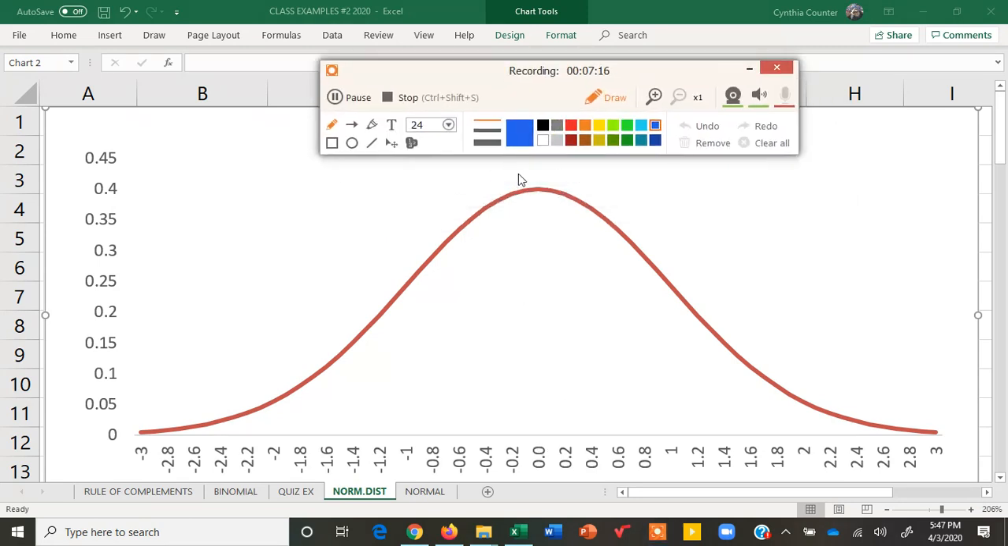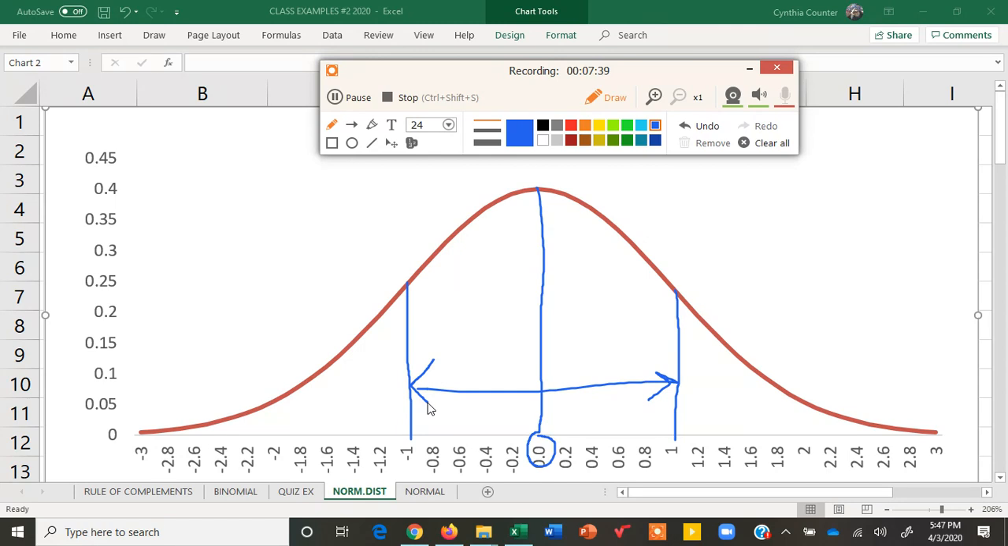All right, so here is our mean, right here at 0, z-score 0. One standard deviation away from the mean to the left takes us to negative 1. One standard deviation away from the mean to the right takes us to positive 1. This distance here is 2 standard deviations wide, but we say it's within 1 standard deviation of the mean. So everything in here is within 1 standard deviation of the mean.